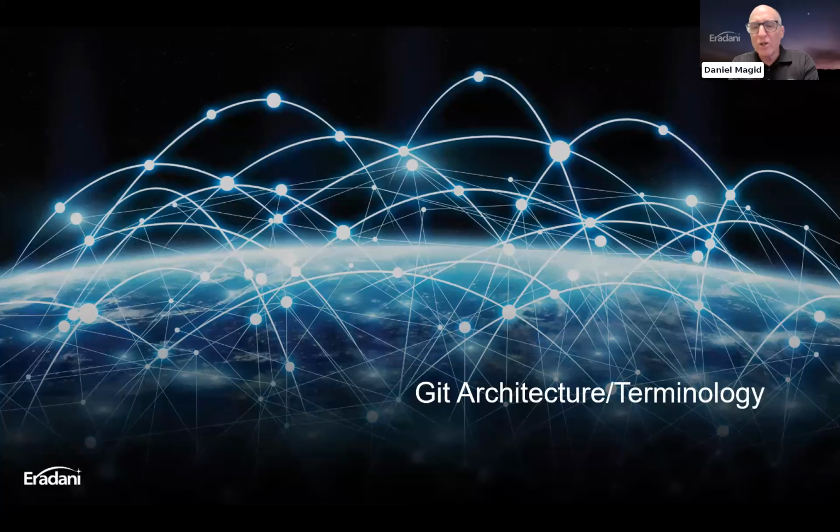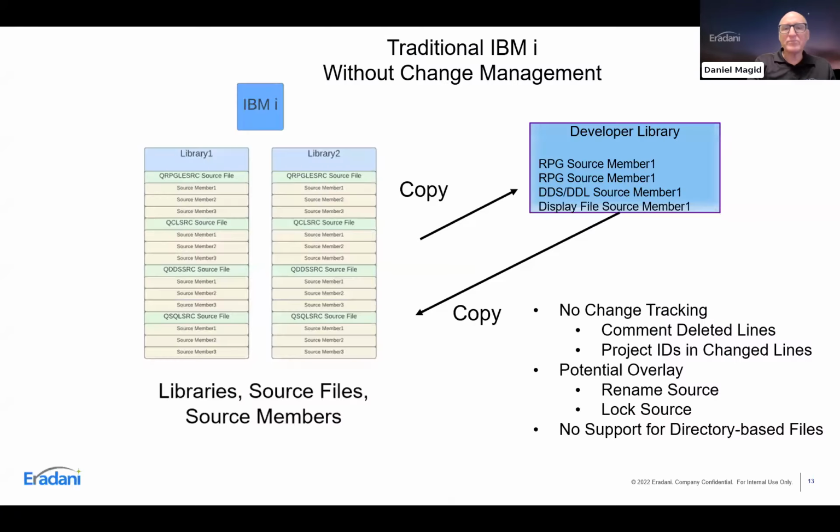Okay, so let's talk a little bit about Git architecture and terminology. This is where Mitch said I'm going to get a little bit technical. I'm not going to get tremendously technical, but I'm going to get a little into the architecture and terminology, because it's really important to understand the difference between how Git works and how things are typically done on the IBMI, so that you can understand the metaphor, the way it's doing things, because otherwise the operations you perform don't really make a lot of sense.